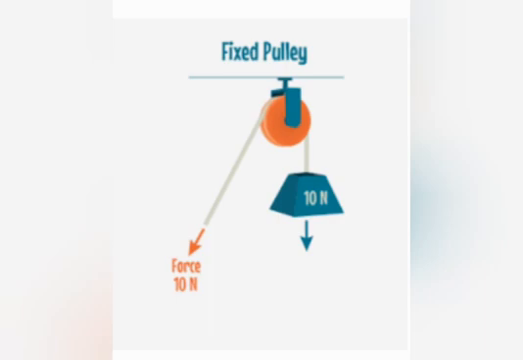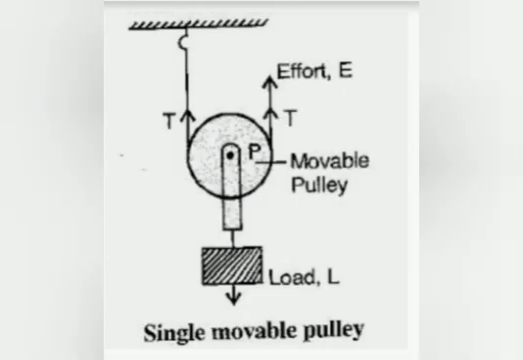A single fixed pulley has a fixed axis of rotation. This pulley is attached to a rigid support. We pull the rope downwards so that the load moves upward. This type of pulley is commonly used to draw water from wells. Now next, the single movable pulley. In a single movable pulley, the axis of rotation is not fixed. One end of the rope which passes over the grooves is tied to the rigid support. This type of pulley is generally used by cranes to lift very heavy loads.